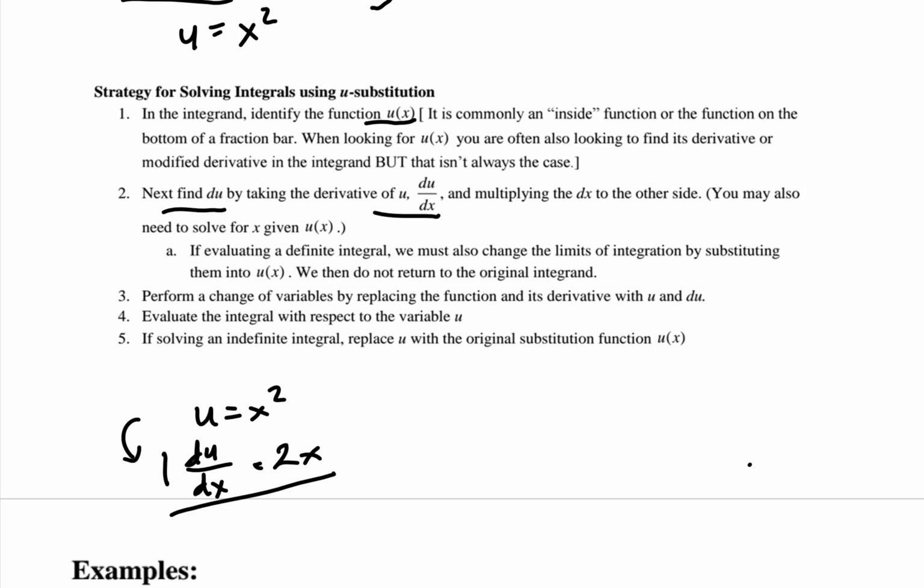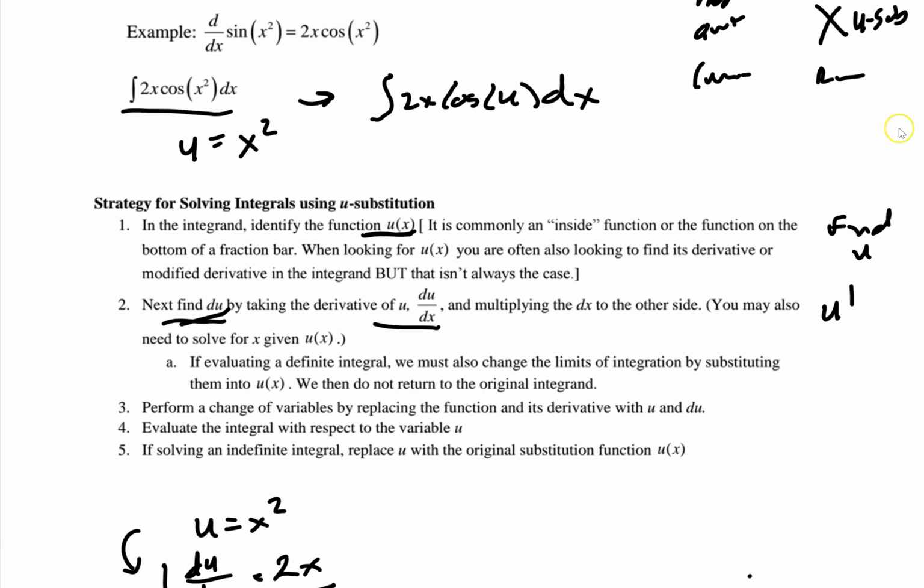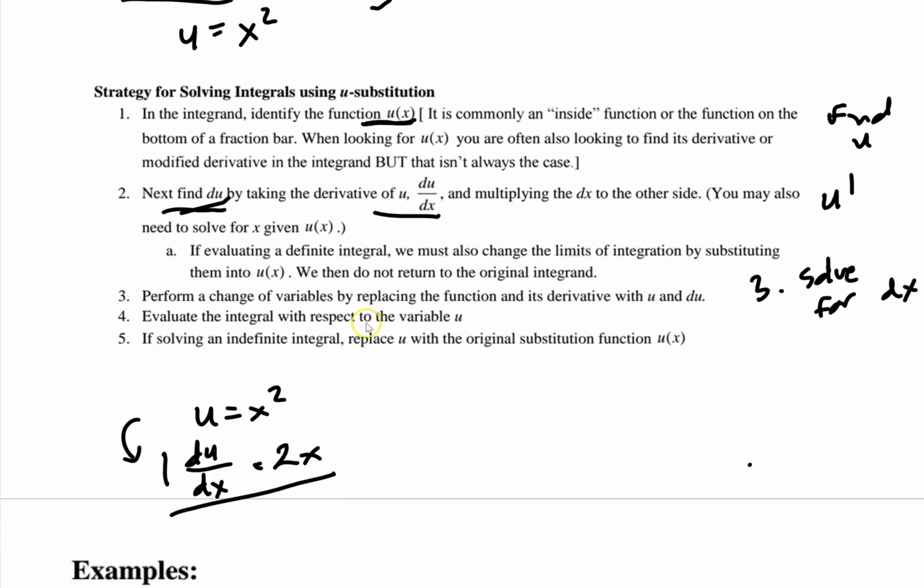Basically, step 1 is find your u. Step 2 is take the derivative of u. And then step 3 is, we want to put all that stuff back. So we want to get rid of that dx. So step 3 is solve for dx. Look, I don't want the dx. I want to replace it with the du.